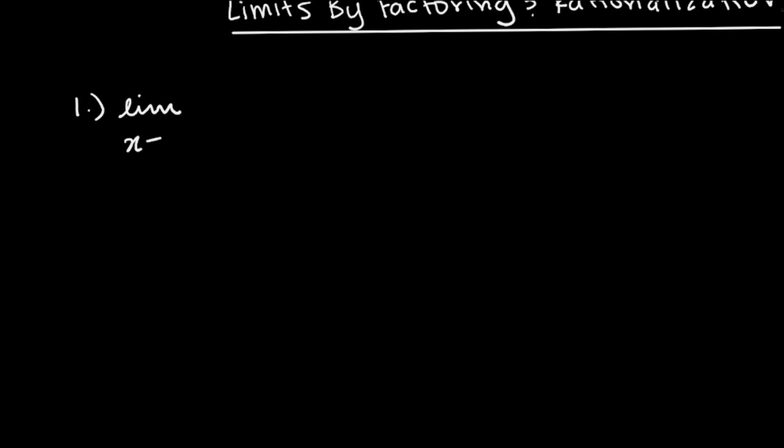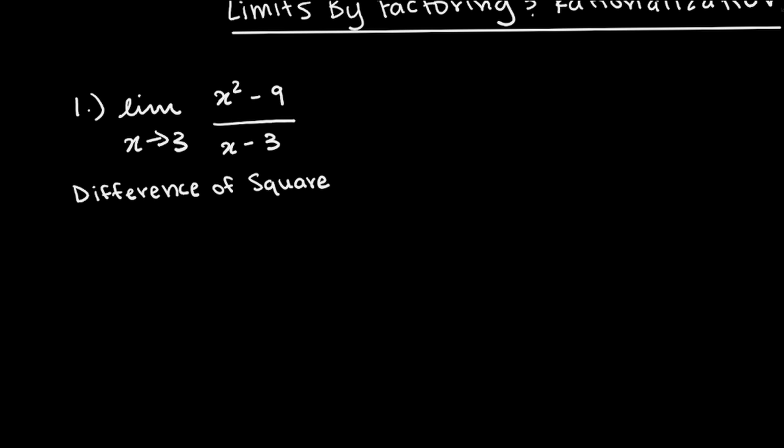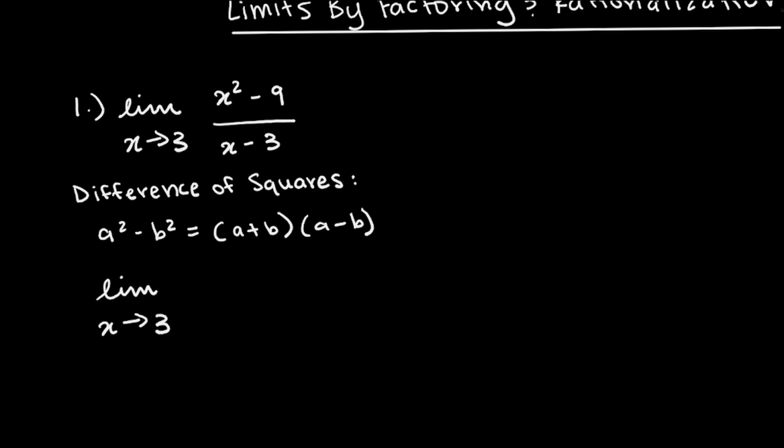We take the limit as x approaches 3 of x squared minus 9 over x minus 3. If you notice, if you plug in 3, then you get 0 over 0. So let's use something called the difference of squares formula. a squared minus b squared is equal to the quantity a plus b times the quantity a minus b. So x squared minus 9, x squared minus 3 squared, we can split that up into x plus 3 times x minus 3.